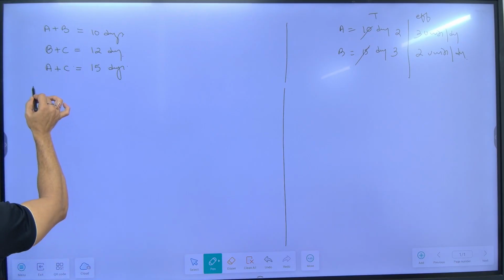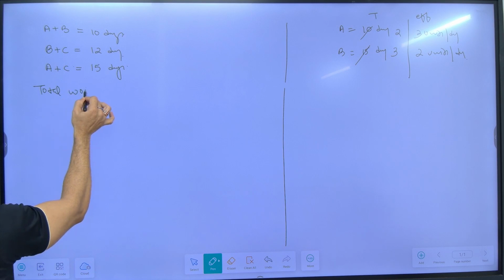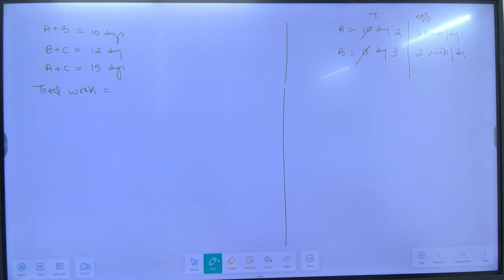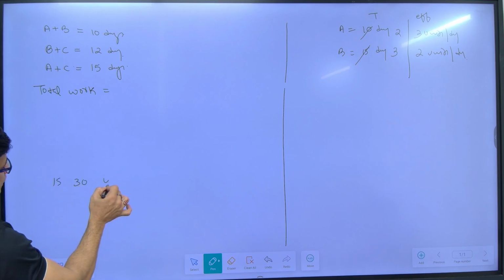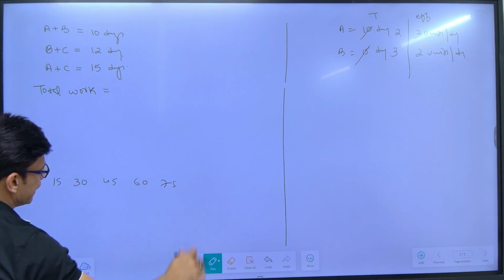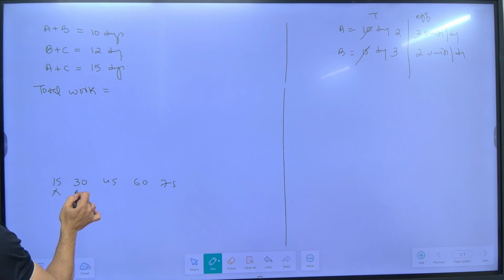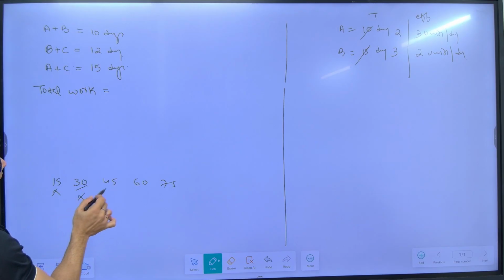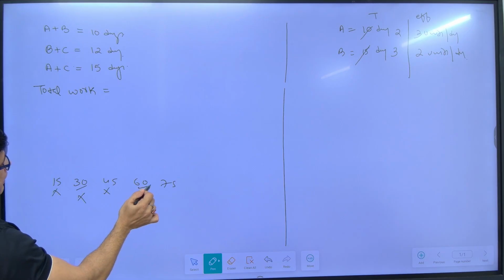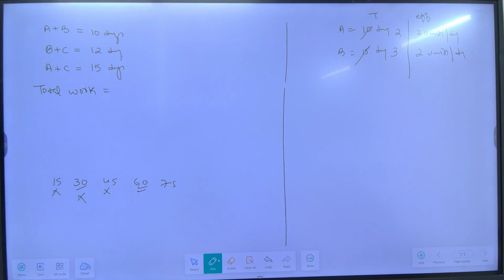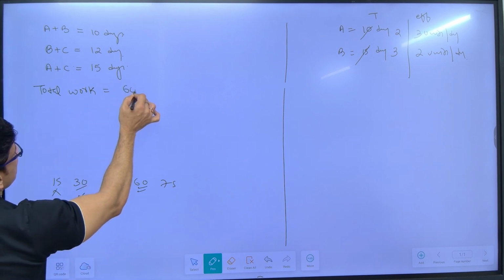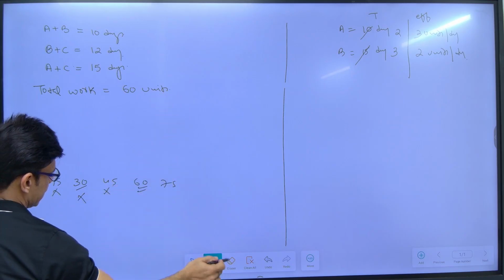So first is always find total work. Always find total work. So total work is nothing but LCM of 10, 12 and 15. I told you if you don't know, so write down the multiples of 15. So first is 15, 30, 45, 60, 75 and so on, right? Does 10 divide 15? No. 30 divides 15? No, sorry. 10 divides 30? Yes. 12? No. 45? 60? 10? Yes. 12? Yes. So 60 will be the LCM, right? So total work is what? 60 units. All of you understood this.